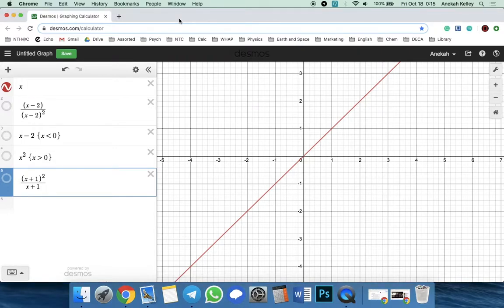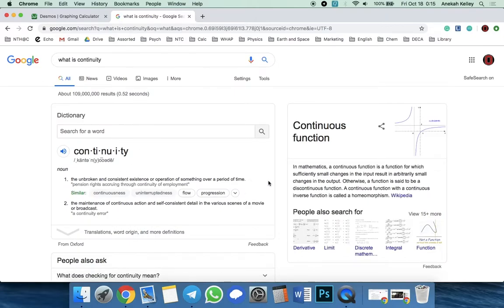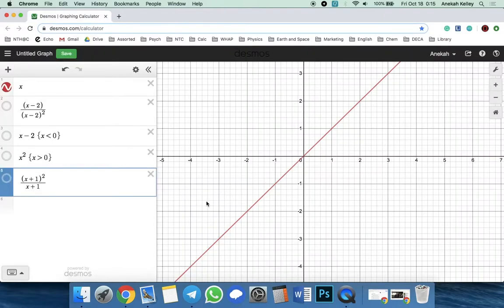So what is continuity? Well, according to Google, continuity is the unbroken and consistent existence or operation of something over a period of time. So in a math aspect, that means that in a given graph, every single x value has a coinciding y value. So if we go to x equals 100 million, there will be some sort of y value that coincides with that point. So in the graph y equals x, every single x value has a y value that coincides with it. That's because there is no x value that you can plug into that function that would make the function y equals x not equal.